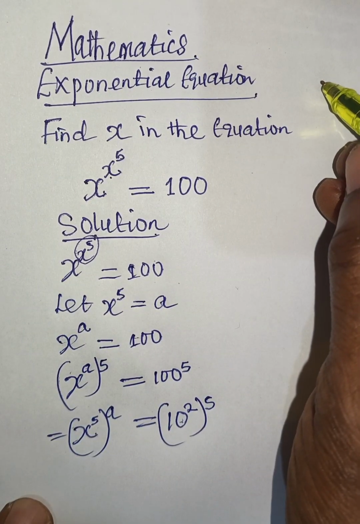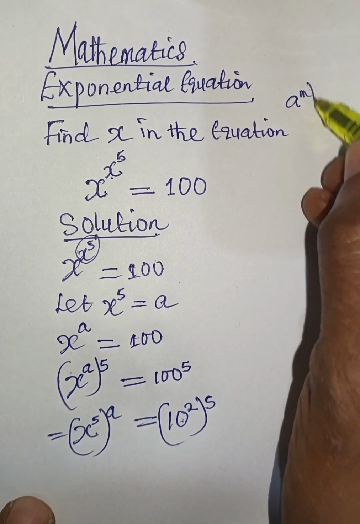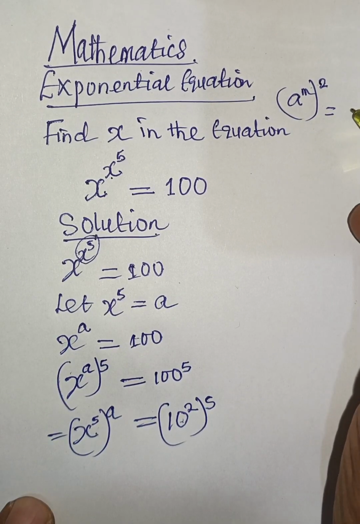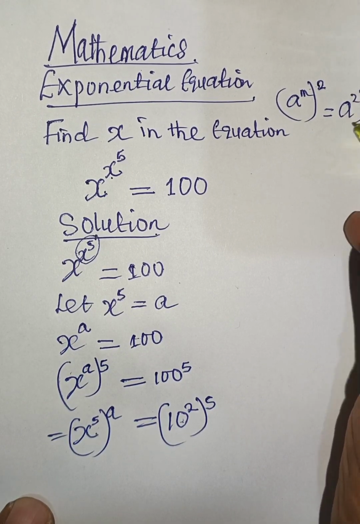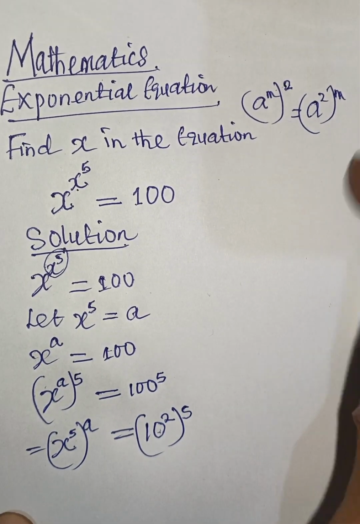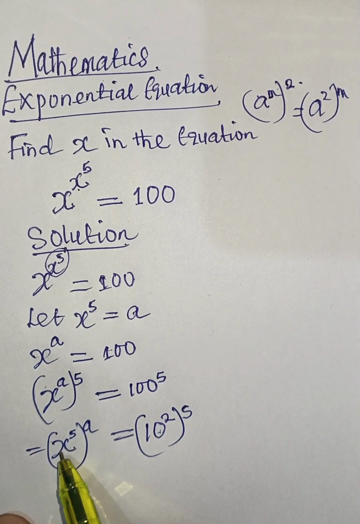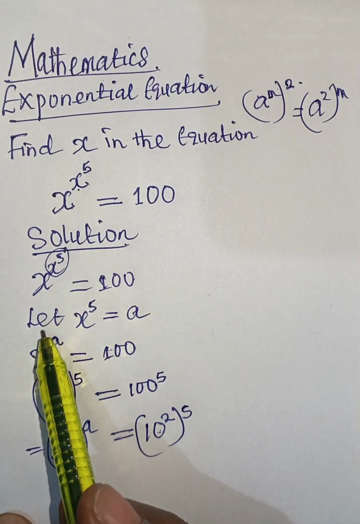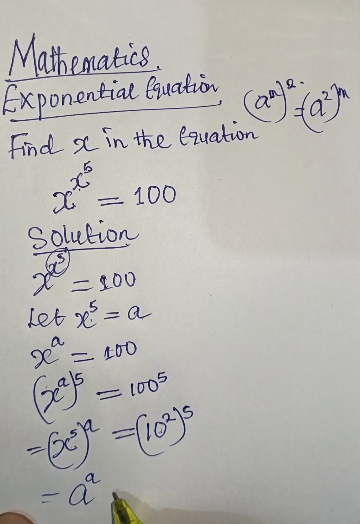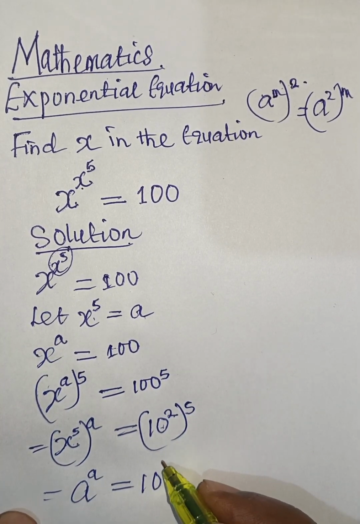Remember, there is an exponential law that says a to the power of m, bracket raised to power 2, should be equal to a to the power of 2 power of m. So it's the same. Either you interchange this one here, this one will come here. That's what I did here. So now looking at this, you can see that this is the same thing as this, which is a. So I can easily say a to the power of a is equal to, do you know that 2 times 5 is 10? I can have 10 to the power of 10.